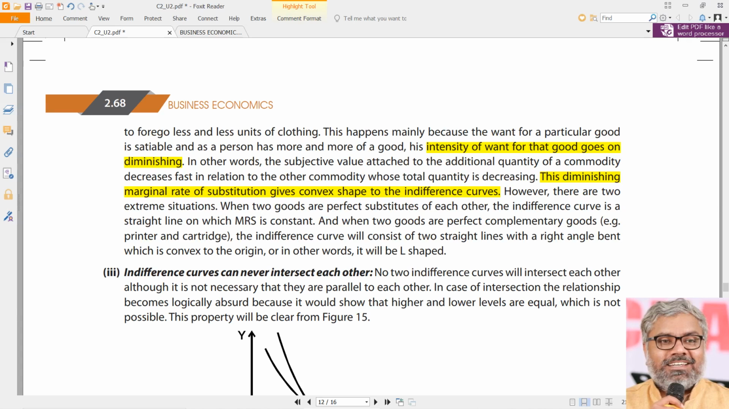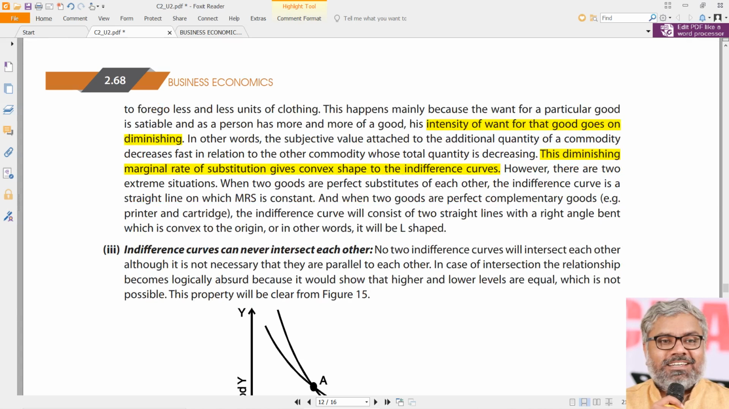But theoretically, there are two extreme situations also. One of them we have already discussed. One is generally not going to happen. That is concave to the origin. That is only for understanding purposes we discussed. That will not happen. Is a straight line possible? Yes, quite possible. But when is that? When two goods are perfect substitutes to each other, then the indifference curve is a straight line.